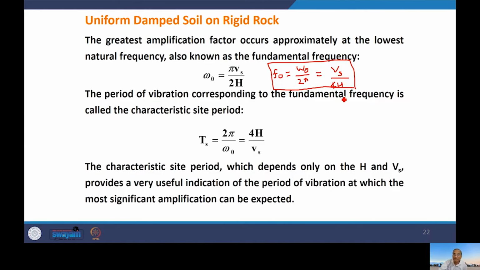Let me erase this one because it is not visible. All right. So using this relation, one can find the natural frequency. And you know the period of vibration is the inverse of this frequency, so it will be 4h over Vs. So the characteristic time period, which depends only on Vs and H, provides a very useful indication of the period of vibration that can be expected. So this was all about damping.